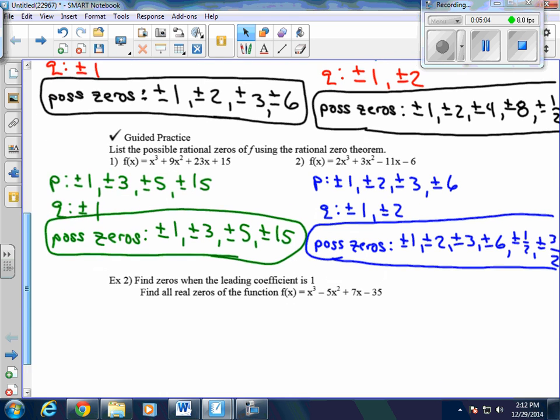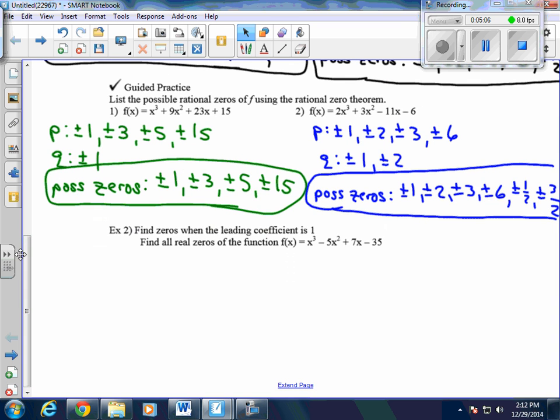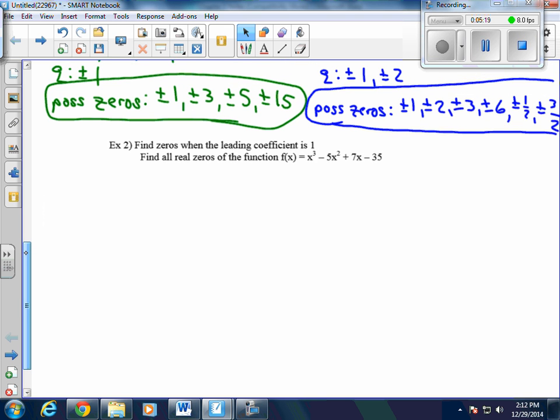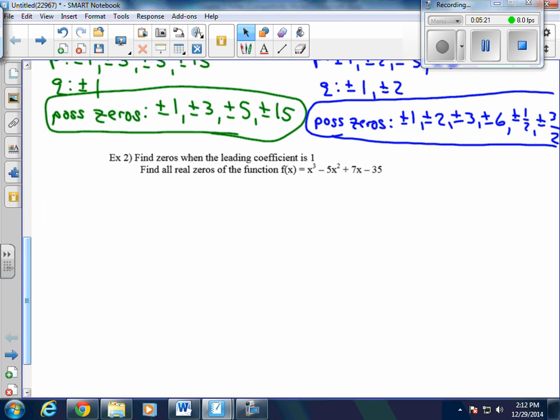Now, the reason we want to know the possible zeros is so that we can find what the zeros of a function are. So that's going to take us to example 2. We want to find the zeros when the leading coefficient is 1. So we're going to find all of the zeros in this problem. Now, what the rational zeros, or the possible zeros, are going to do is tell us which numbers we should try. So if I have this problem, I want to find all the zeros, which means I want to factor it and solve it.